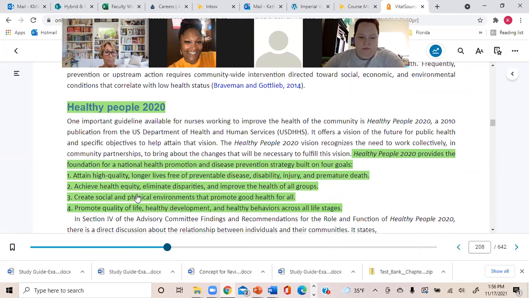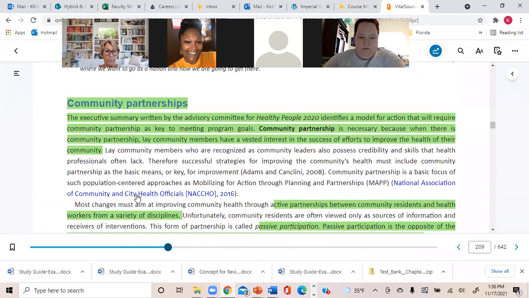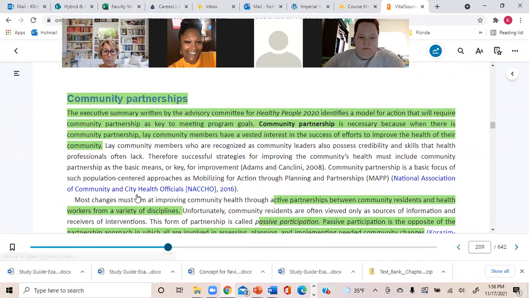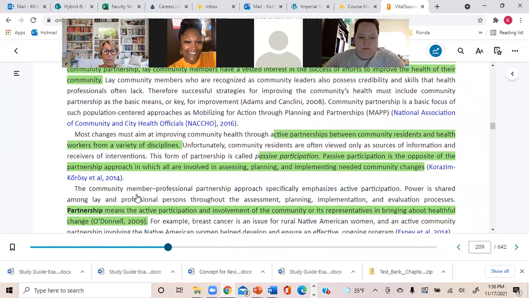Okay. Well, any chapter we go through, you need to know what the Healthy People 2020 objectives are. What are community partnerships? What's an active partnership versus a passive partnership? So active partnership, right? An example of an active partnership would be, say, a bank in the local community provides funds to buy after-school snacks for kids in the after-school program. Active, direct impact.